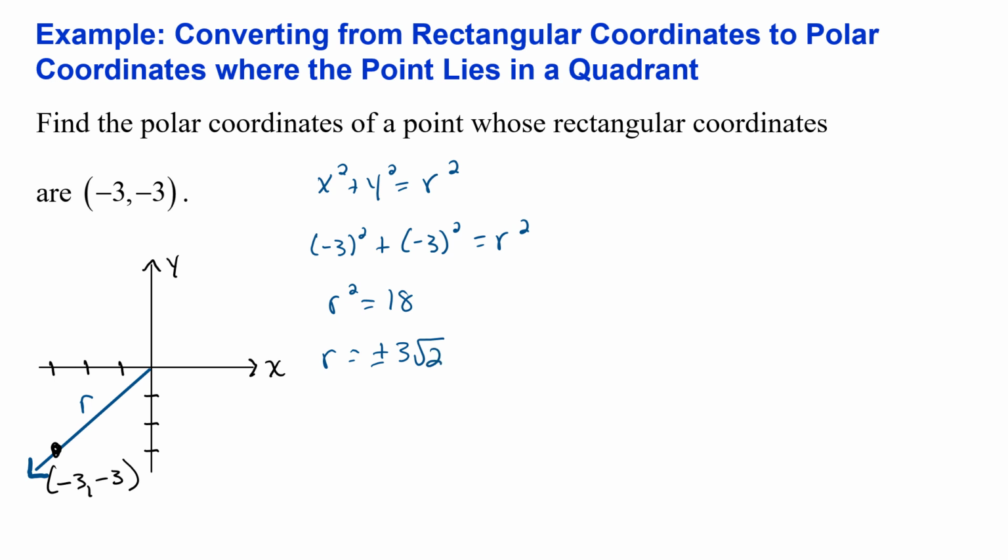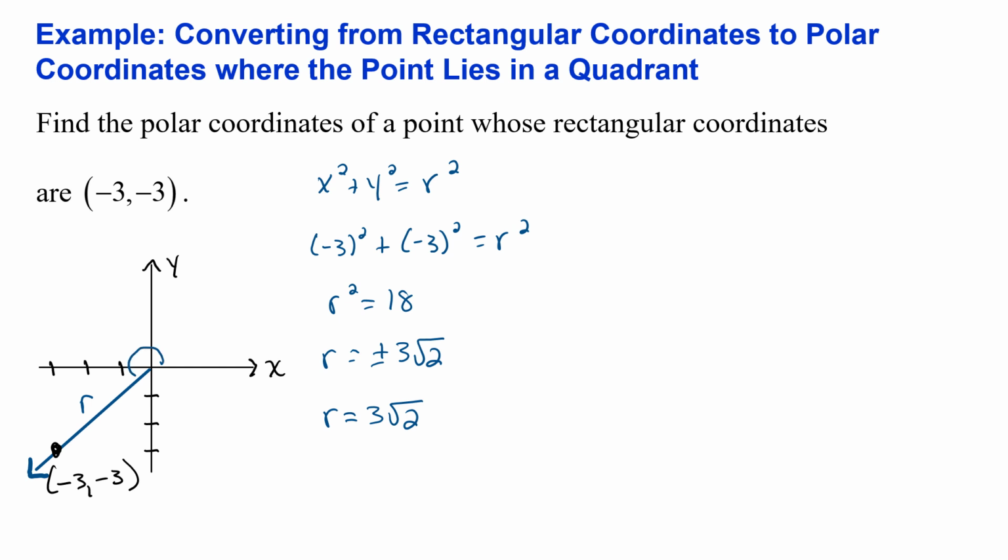Now, since we're finding the distance from the pole to the point, then we'll take r equals the positive 3 square root of 2. However, keep in mind that for a polar coordinate, r could be negative, but we'll discuss that scenario once we find the value of theta.